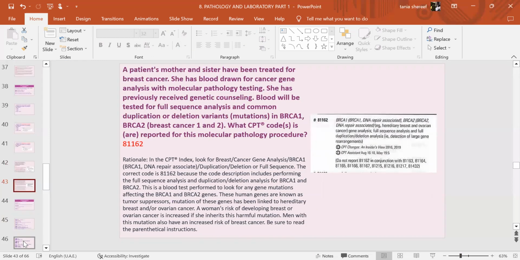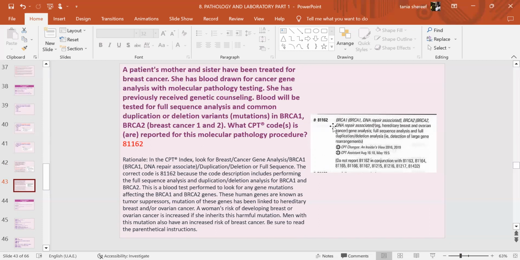A patient's mother and sister have been treated for breast cancer. She has blood drawn for cancer gene analysis with molecular pathology testing. She has previously received genetic counseling. Blood will be tested for full sequence analysis and common duplication or deletion variants, that is mutations in BRCA1, BRCA2, that is the breast cancer 1 and 2. What CPT code is reported for this molecular pathology procedure?